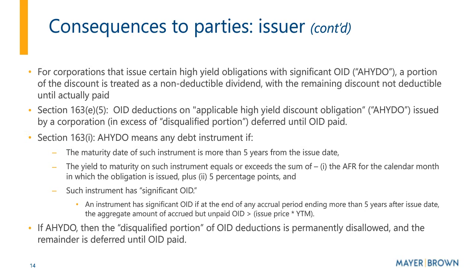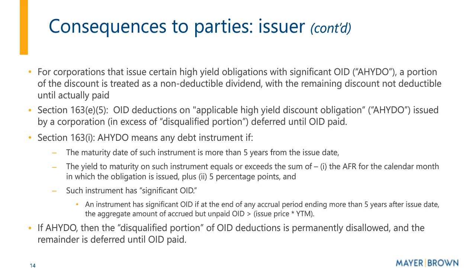And significant OID exists if at the end of an accrual period that ends more than 5 years after the issue date, the aggregate amount of the accrued but unpaid OID exceeds the issue price times the yield to maturity, which is, in my mind, a bit of a complicated definition. There are a lot of definitions in the AHYDO space that are complicated, but essentially the significant OID prong asks if the debt allows the issuer to pay more than 1 year's worth of interest over the course of the first 5 years in kind through OID. And so that determines whether there's significant OID or not.